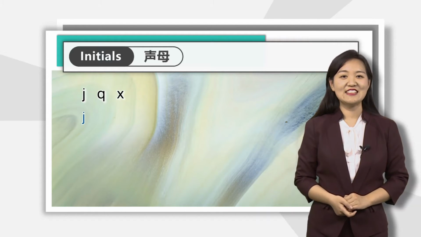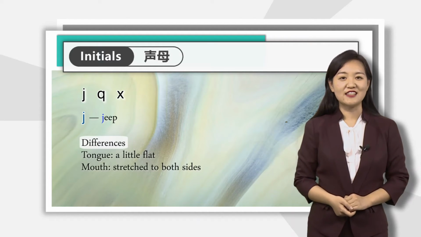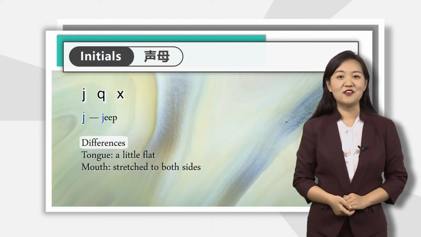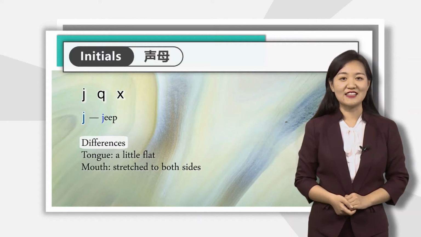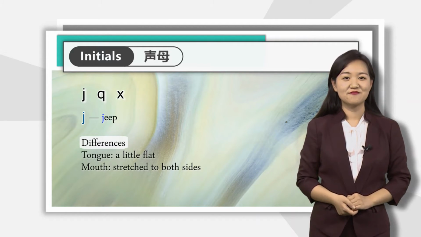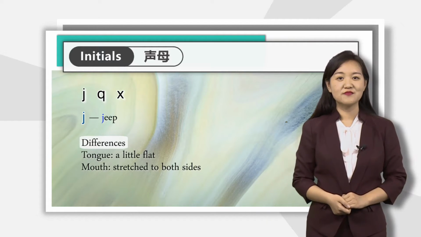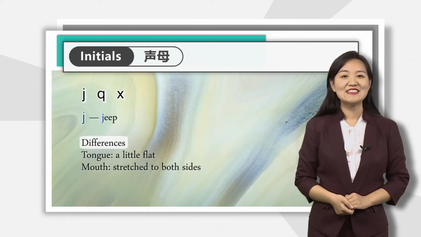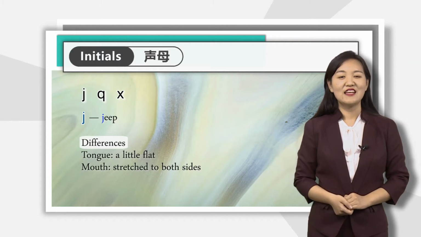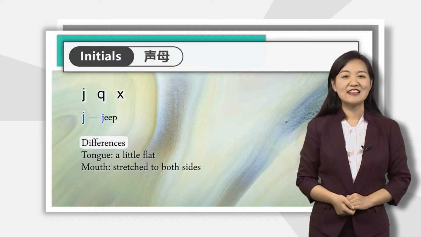鸡 is a difficult group. Let's try 鸡 first. 鸡 sounds a little bit like the first sound of Jeep. But when pronouncing 鸡, your tongue should be more flat, and you need to stretch your mouth to both sides. 鸡. Listen to me carefully and feel the difference. Jeep. 鸡. Now read after me. 鸡, 鸡.